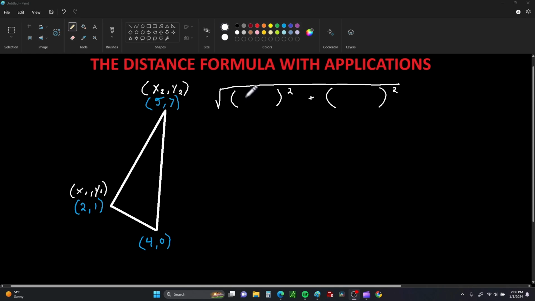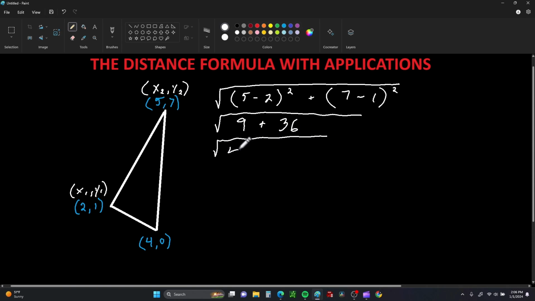So x2 is 5, minus x1 is 2, and y2 is 7, minus y1 is 1. So then I'm going to get on the next line, 5 minus 2 is 3 squared, so this is 9. And 7 minus 1 is 6, so 6 squared is 36. So the answer here, this would be the square root of 45.